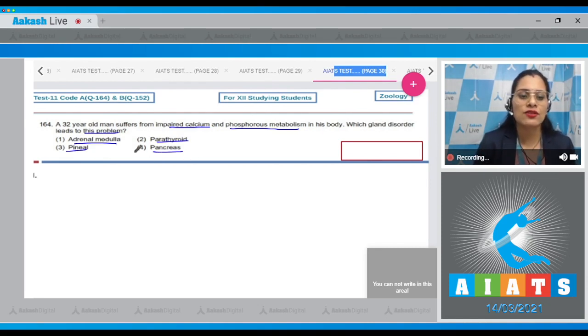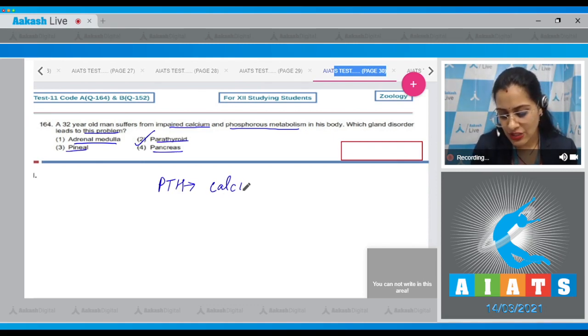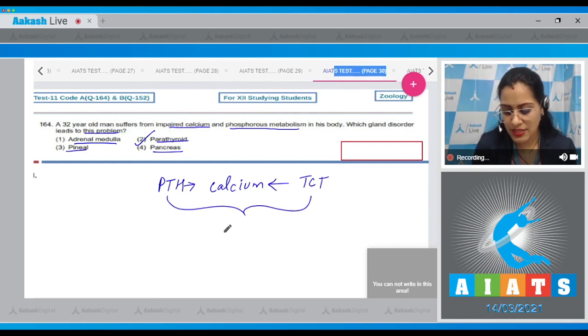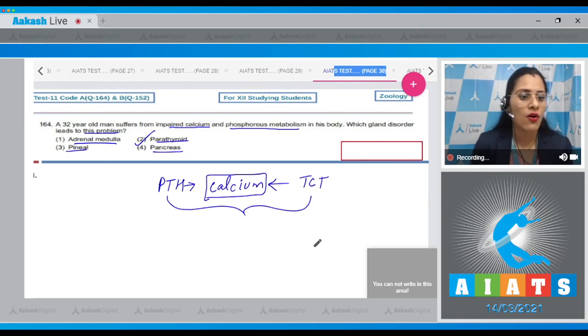The correct answer to this question is option number 2, parathyroid gland, that is responsible for the maintenance of calcium homeostasis in the body with the help of another hormone which is TCT. These hormones are responsible for the maintenance of calcium homeostasis in human body, and these are antagonistic hormones.